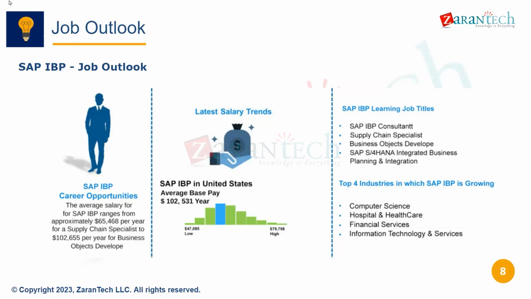In the United States, the average latest salary trend is somewhere in the range of $100,000 per year for a person who's well versed with the SAP IBP system. So this is basically an average. This does not mean that the salary would range only close to 100,000.